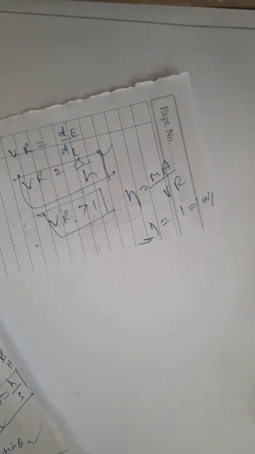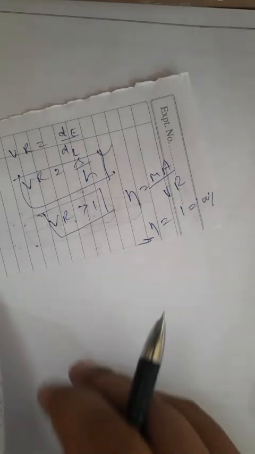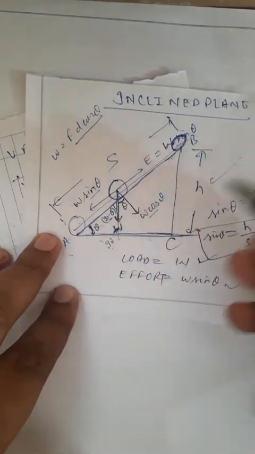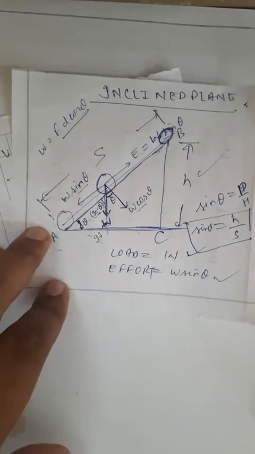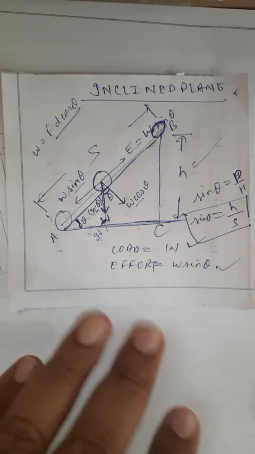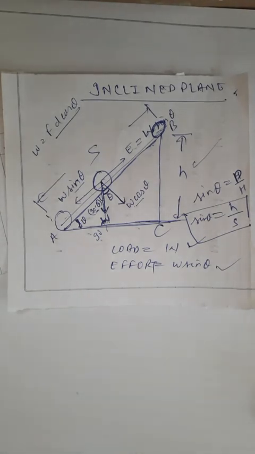Theoretically efficiency is 100%, but practically efficiency is a bit less than 100%, because there is always friction present between this pulley and this surface. So this friction reduces the efficiency to some extent. So I hope you will be able to understand this chapter about this topic of inclined plane.